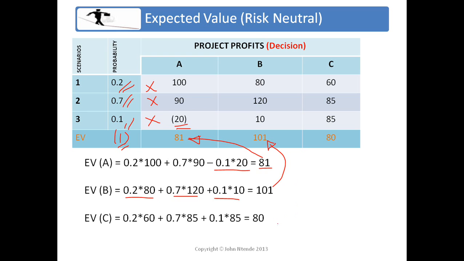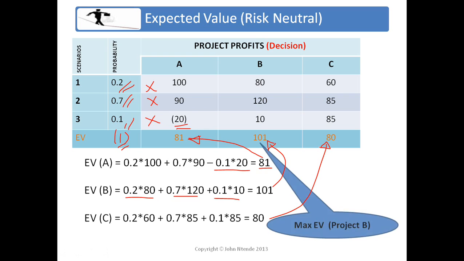Then expected value for project C will give me 80. So under expected value, what we are trying to look for is the project which maximizes the expected value, and in this case that project is project B. So expected value is equal to the summation of the probability times the outcome.